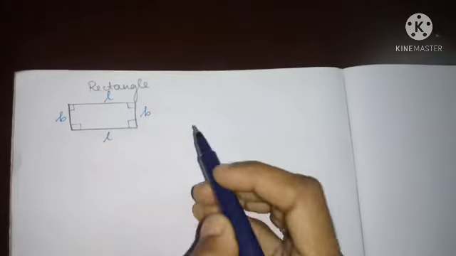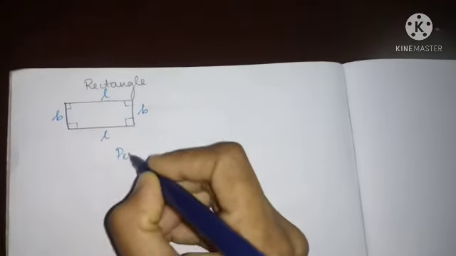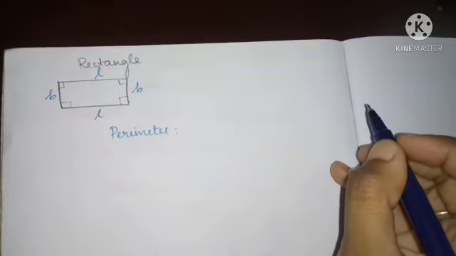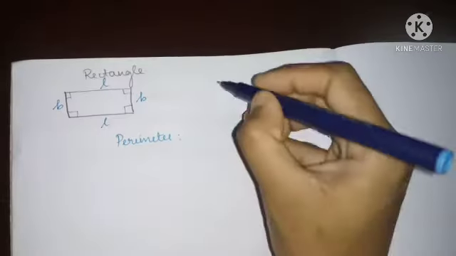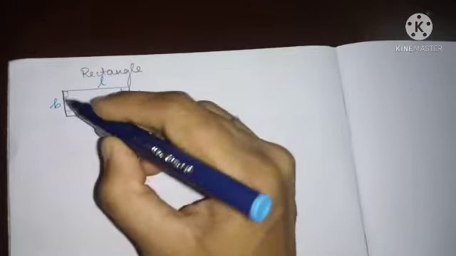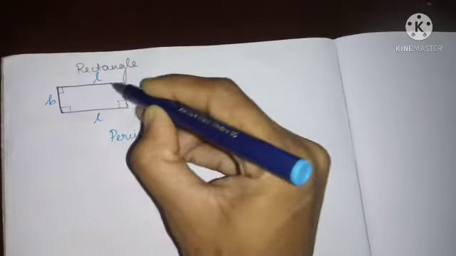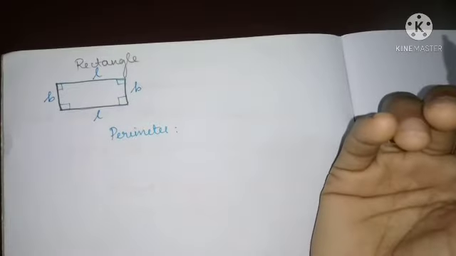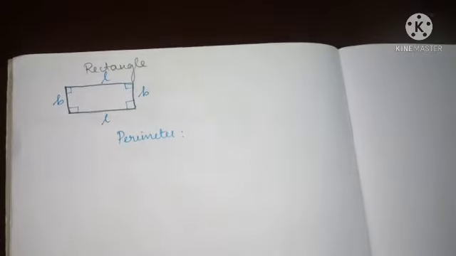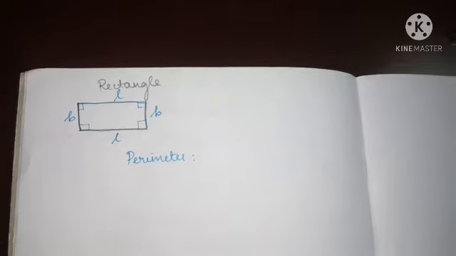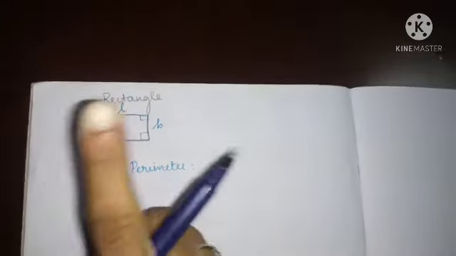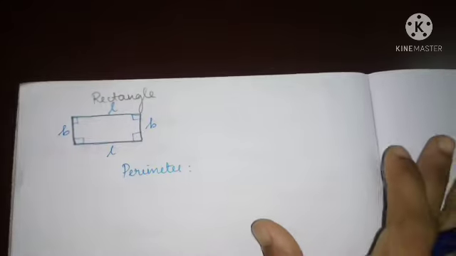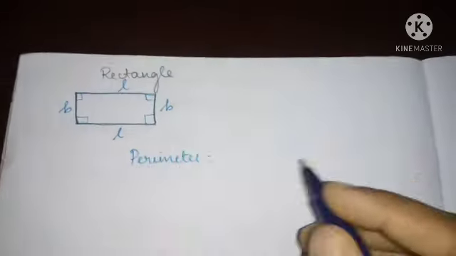Now we are going to find the perimeter of the rectangle. Perimeter means what? We are going to find the length of the boundary. This shaded region, we are going to find the length. Only the border we are speaking about, not the region inside it. We are going to measure the border. That is the length of the boundary. So that is called perimeter.